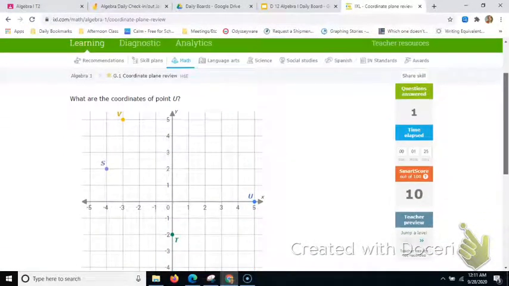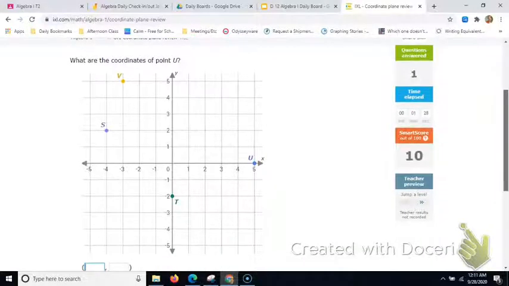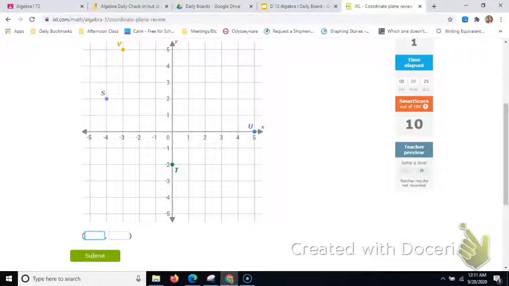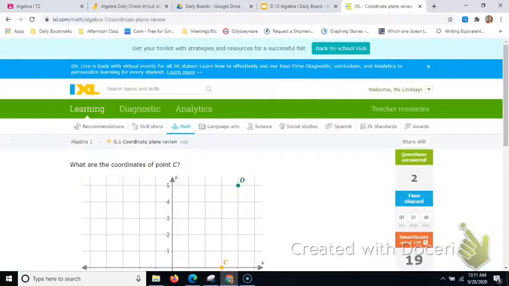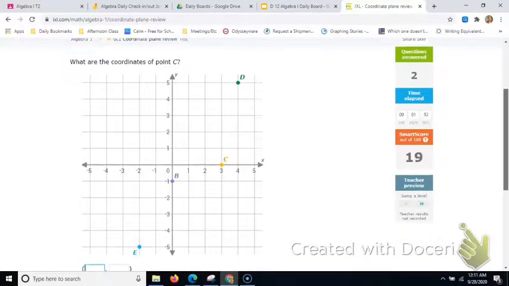So the coordinates of point U. Remember the left, right, so from the center, U is 5 to the right. And then how much up and down does U go? Oh, it doesn't, so that's going to be a 0. So point C there is pretty similar, 3, 0.